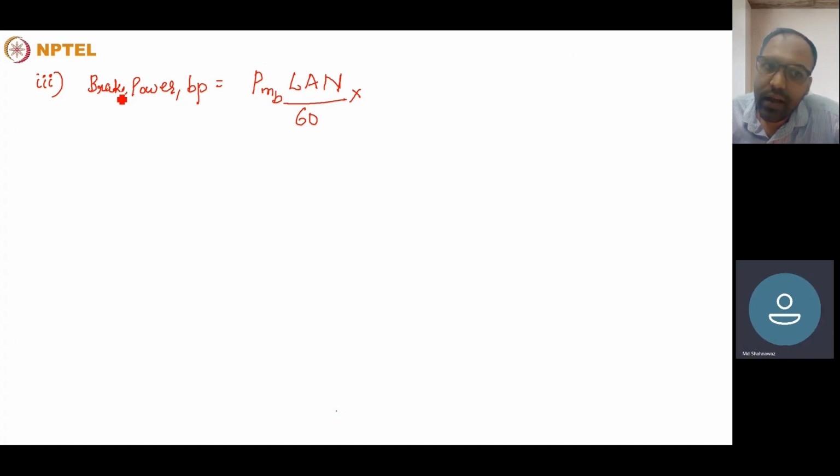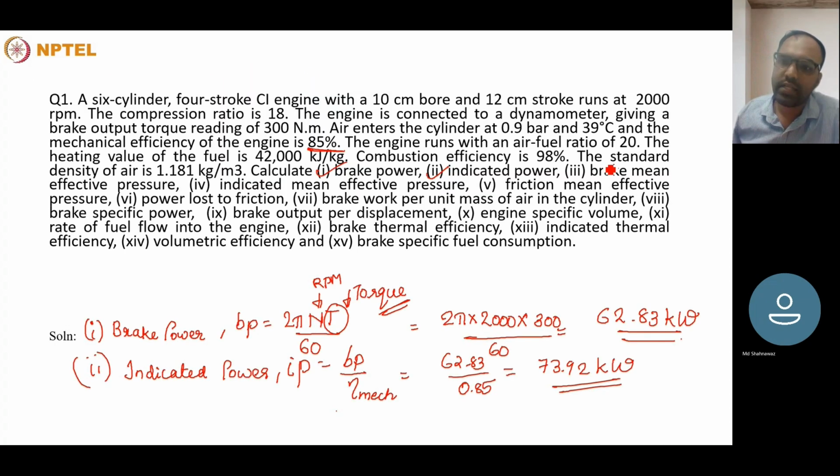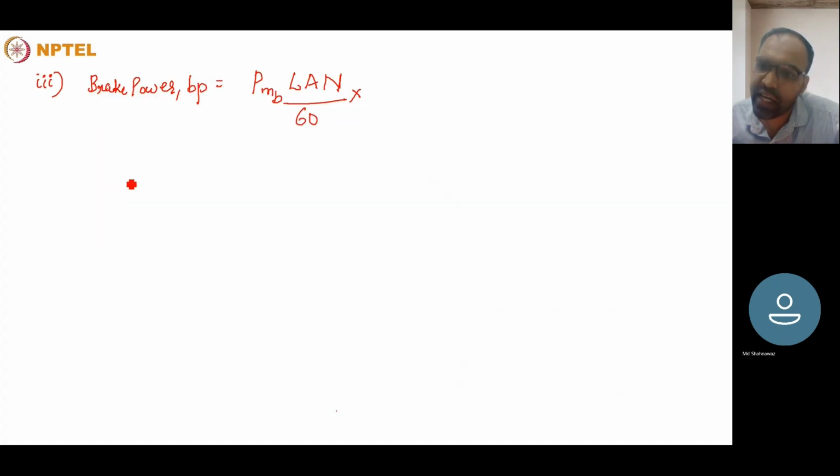Actually, in order to calculate the brake power, we can use the same brake mean effective pressure. In this question, we need to calculate the brake mean effective pressure. So brake mean effective pressure will be related to the brake power using a similar equation as that of the indicated mean effective pressure and indicated power.